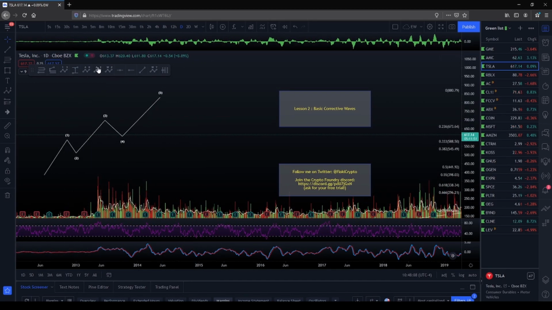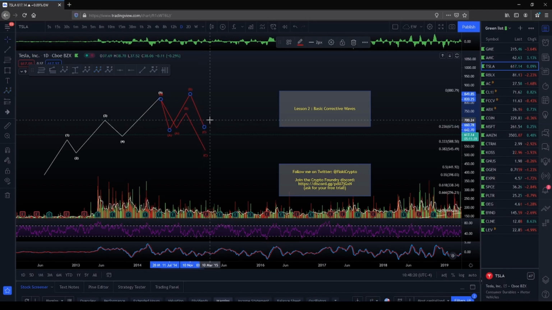So you either have a zigzag or a flat. We'll go into these in more detail later. Or a triangle. And you also have combinations of these waves, which we'll get into in other courses. I want to keep it very simple. Today we're going to be covering mostly the zigzags and the flats. We'll go over triangles very summarily.